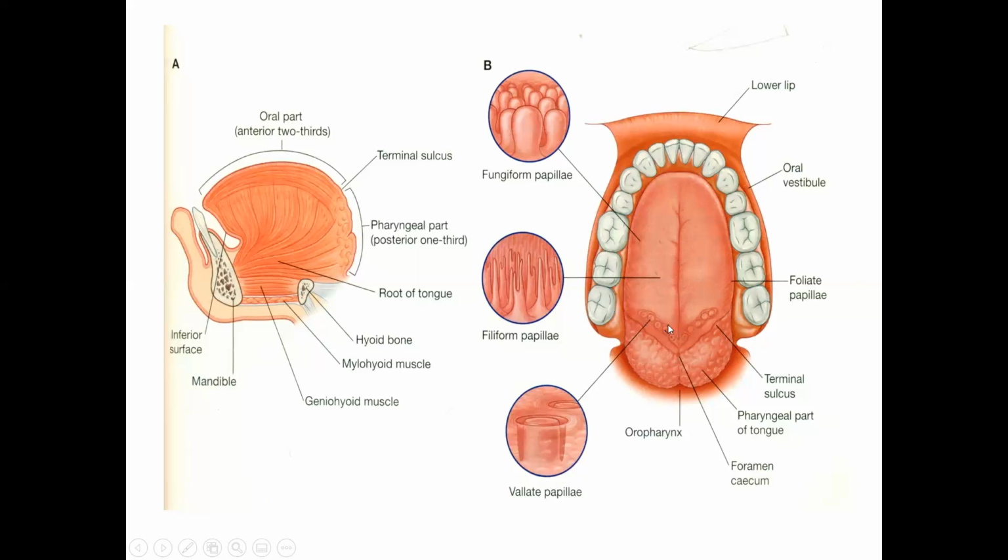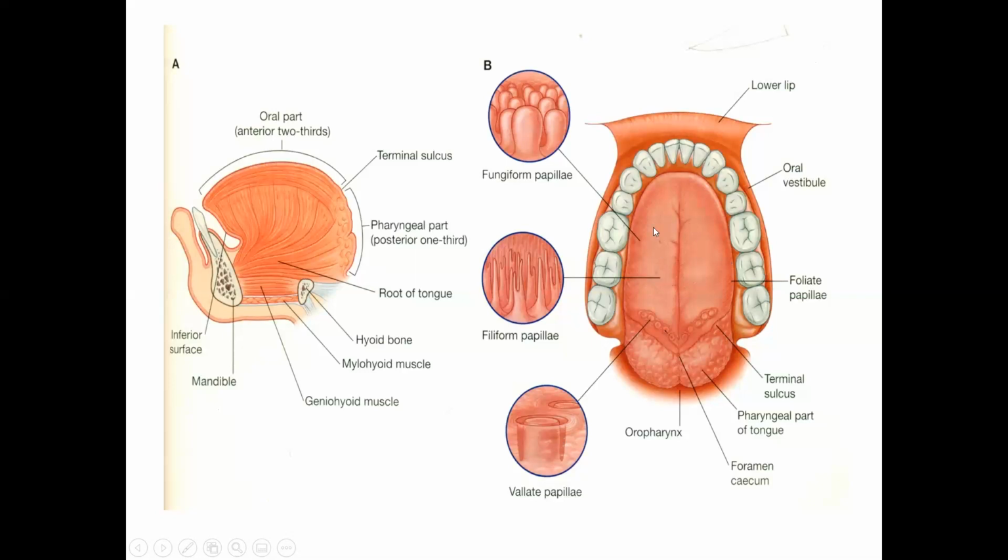Anterior to the sulcus terminalis, we have the papillae. There are 4 types of papillae on the dorsum of the tongue, or the anterior surface of the tongue. We have the fungiform papillae, the filiform papillae, the vallate papillae, and the foliate papillae. The function of these papillae is to increase the surface area of the tongue during the chewing movement.